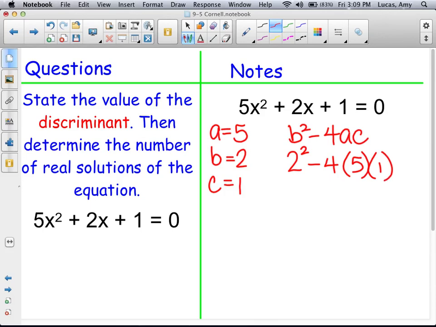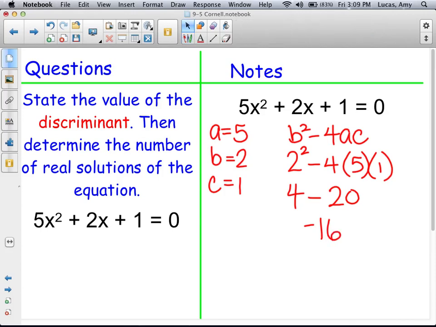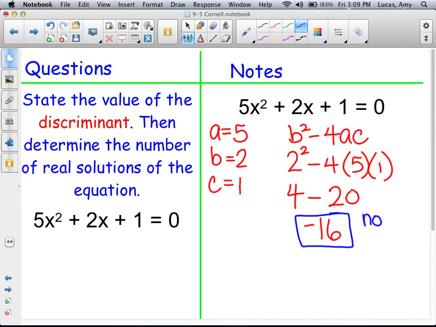2 squared is 4, and in the order of operations, we always do our exponents first. Then we can do all of our multiplication. So 4 times 5 is 20, times 1 is still 20. 4 minus 20 is negative 16. So our discriminant is negative 16, which means that there are no real solutions. No real solutions, because it's a negative number.